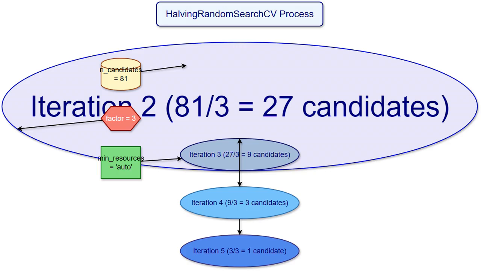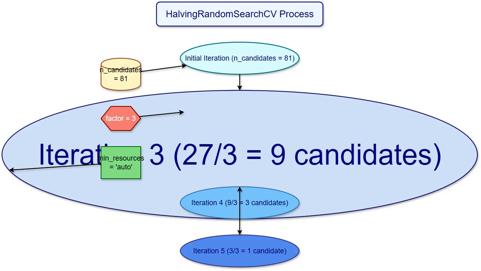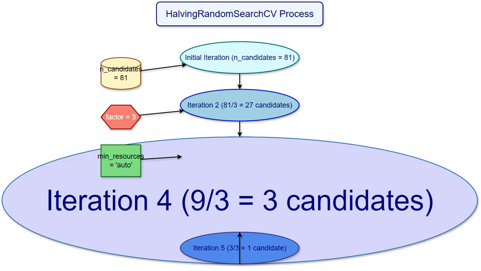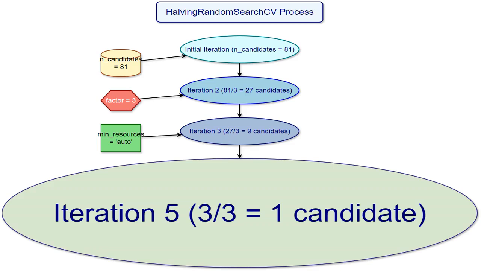After the first round, I'll reduce the number of candidates from 81 to 27 by keeping only the top 1/3, 81 divided by 3. Again, I'll reduce the candidates to the top 9, 27 divided by 3. I'll further refine my search to only 3 candidates, 9 divided by 3. Finally, I'm left with only 1 candidate after keeping the top 1/3, 3 divided by 3.